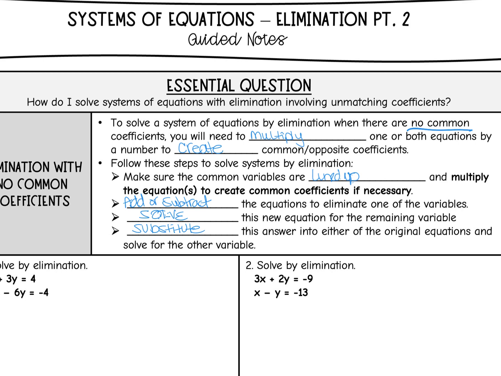Then the rest of the steps are just as we did yesterday. We're going to add or subtract the equations to eliminate one of the variables, solve the new equation for the remaining variable, and then substitute into either of the original equations and solve for our remaining missing variable to create our ordered pair for our solution to our system. Let's take a look at number one.